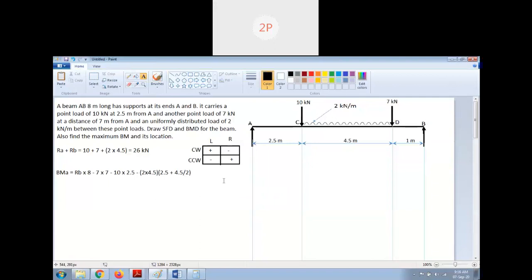Let us proceed. Somebody wanted me to explain this once again. What I'm doing is taking moment at point A. Now what is moment? Moment is load into perpendicular distance. We have studied this in engineering mechanics already, right? Now I'm using this sign convention, which we follow everywhere.